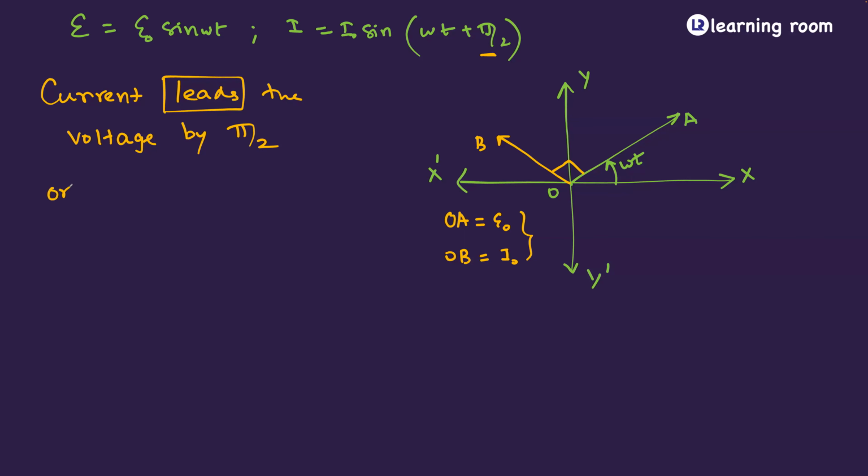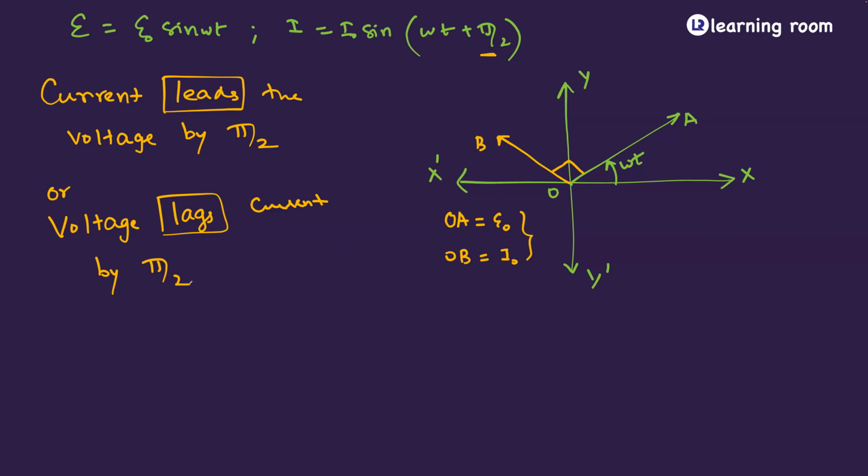or you can write: voltage lags the current by pi by 2. So it can either be current leads the voltage by pi by 2 or voltage lags the current by pi by 2. Is the point clear? Right.